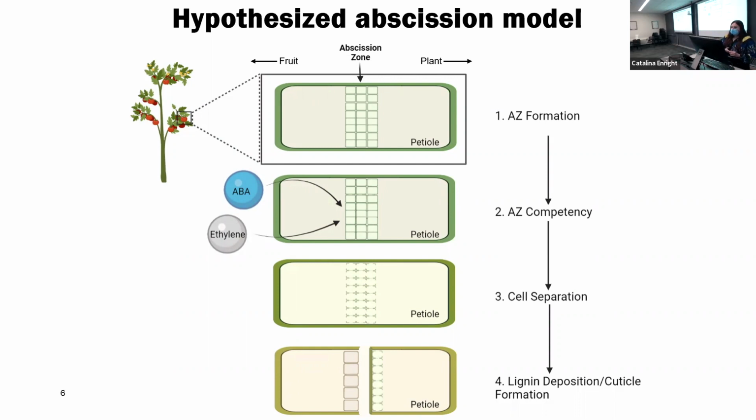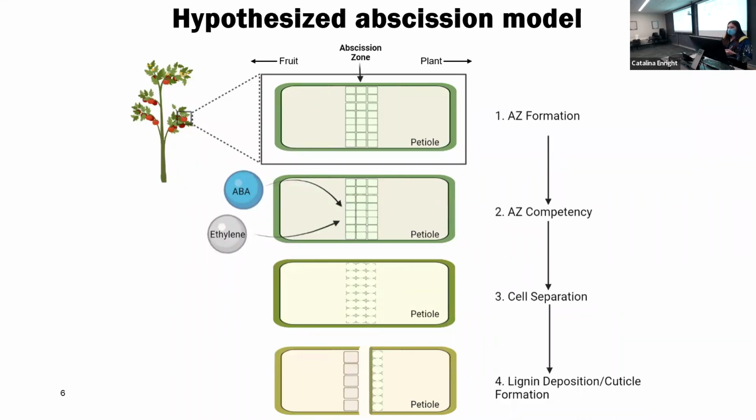Within the petiole, a few layers of cells called the abscission zone cells, which are characterized as small cytoplasmically dense cells, form. And then after that, these cells have to become competent to external regulation, such as plant hormones like ethylene or ABA, which then induce cell separation by dissolving the middle lamella as well as degrading the cell walls.